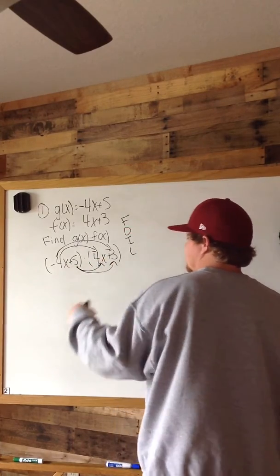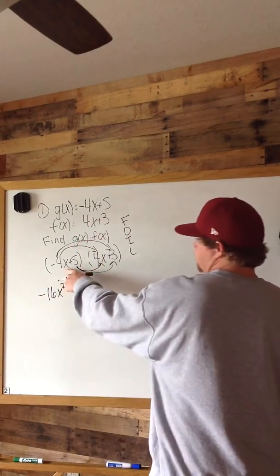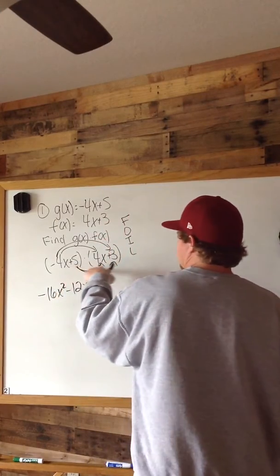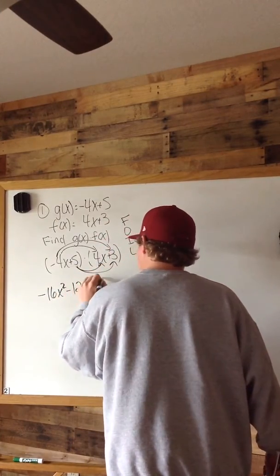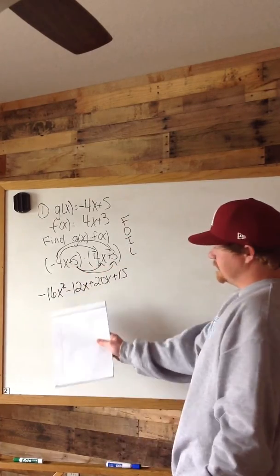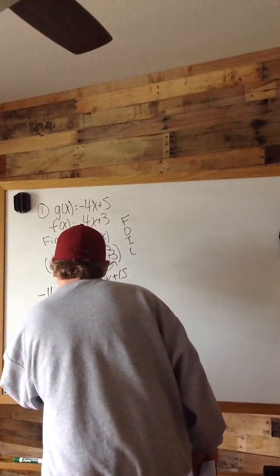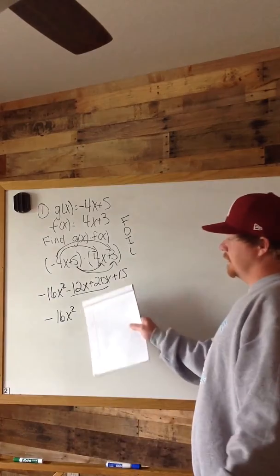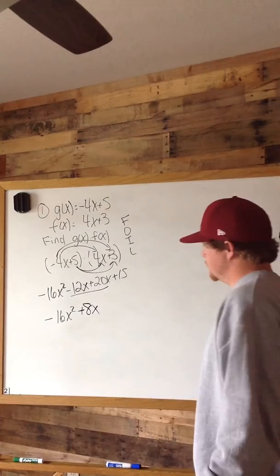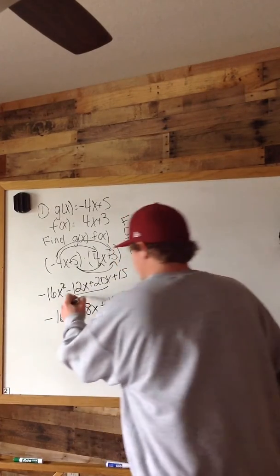So negative 4x times 4x gives me negative 16x squared. Negative 4x times 3 gives me negative 12x. 5 times 4x gives me 20x. 5 times 3 gives me 15. Combining like terms, remember if we do it in that order, they're always going to line up in the middle. So we have negative 16x squared, negative 12x plus 20x gives me 8x, plus 15. And that's what we're looking for right there.